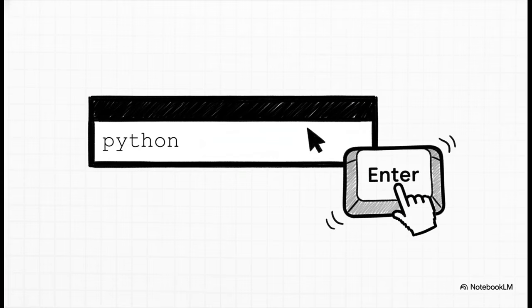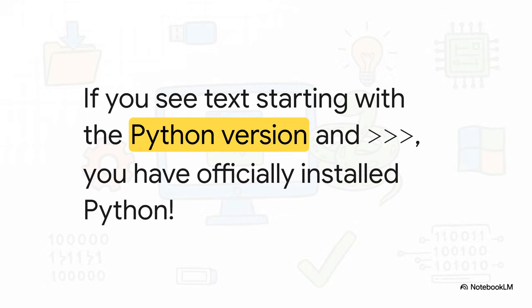Now, don't let this black window intimidate you. You only need to type one single word. That word is Python. That's it. Type it in and press the Enter key. This is the moment of truth. And there it is. Success. If you see the word Python followed by a version number and then those three little greater than signs, that means you did it. You're in. That's the Python interpreter basically saying hello and waiting for your first command.